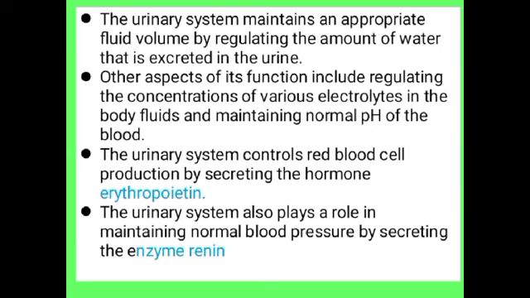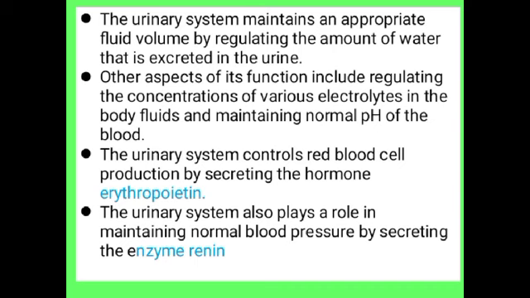We're going to talk about some of the electrolytes that get maintained through the urinary system. Specifically, electrolytes like sodium and potassium get maintained within normal limits by this system. And we will also see how the blood's pH is maintained by the urinary system.